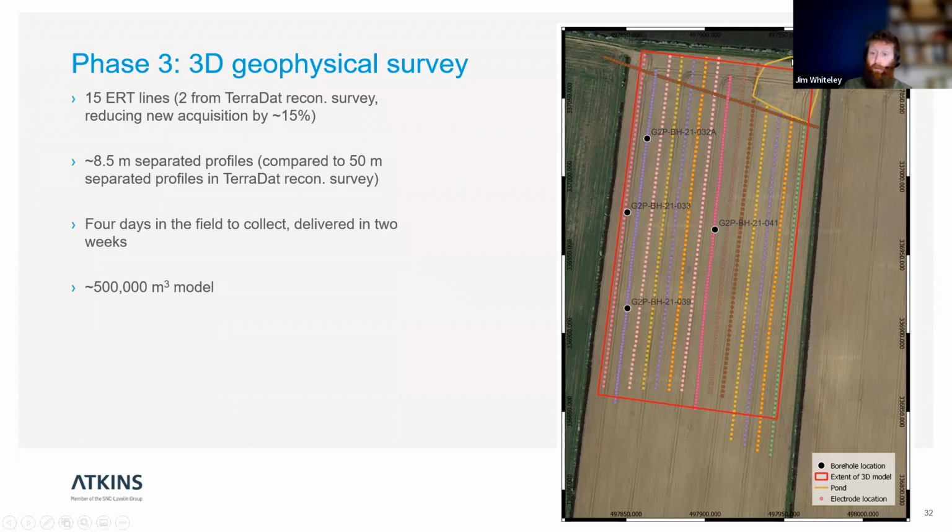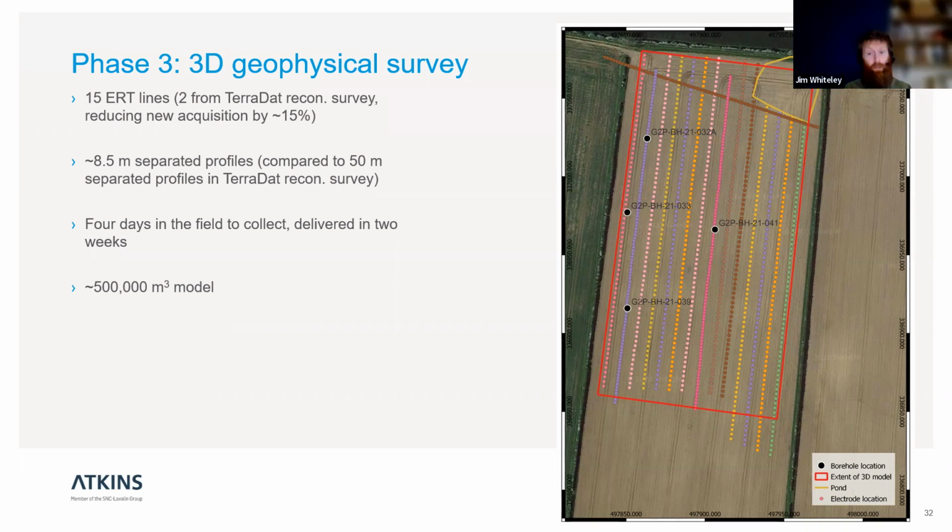It's not visible on the aerial image here, but there was actually a large pond excavated in this corner of the field. So we had to shift these lines slightly south. And we did another line up here just to try and make sure we were getting the depths towards the north, because we knew from the boreholes that there was some interesting variations in the lithology there. So we've gone from having 50 meter spaced two-dimensional electrical resistivity tomography profiles down to having about 8.5 meter separated profiles.